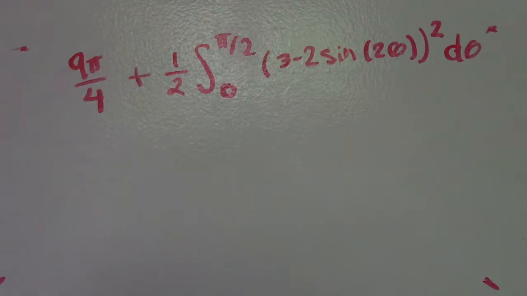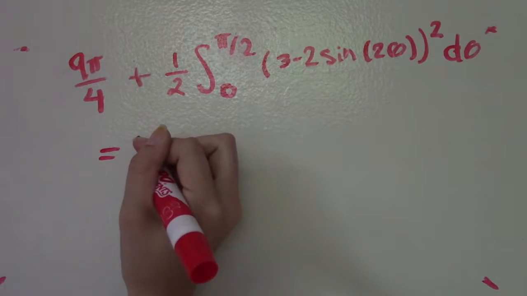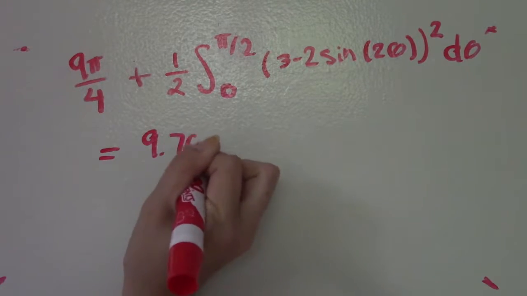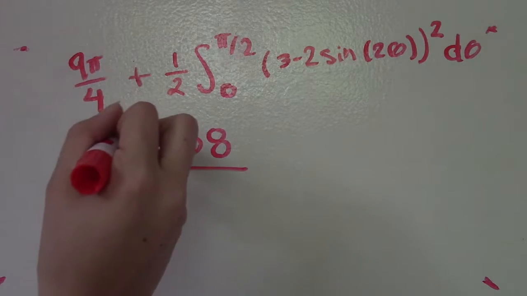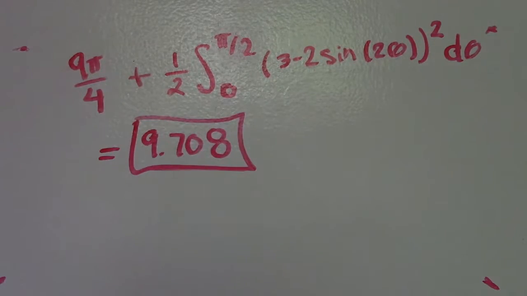Then we can just plug that into our calculator and we will get 9.708. Always round to 3 decimal places. Box your answers. And in this case, it could also be rounded down to 9.707, and College Board will take either answer.